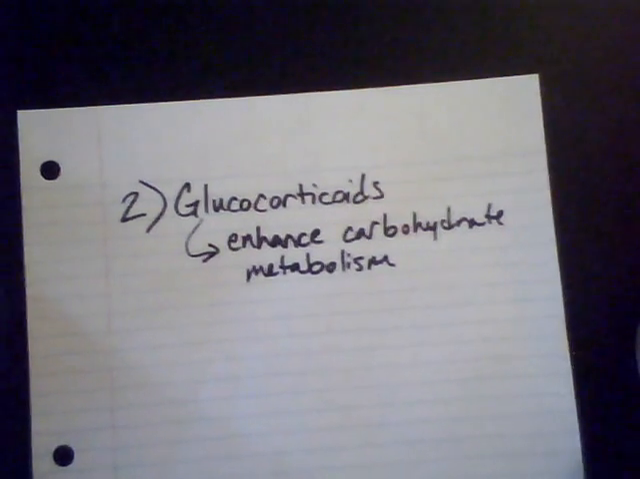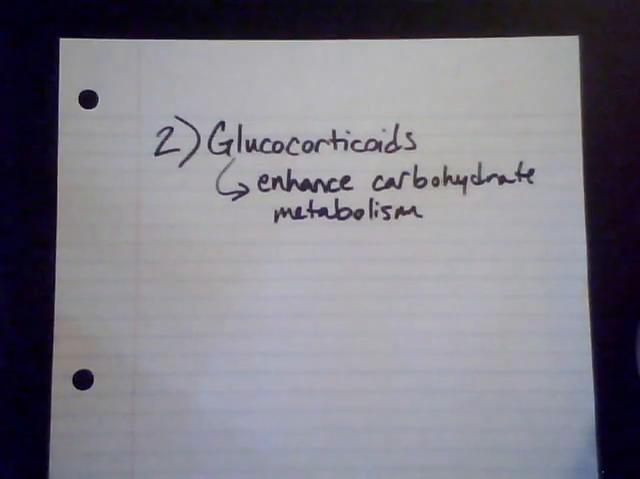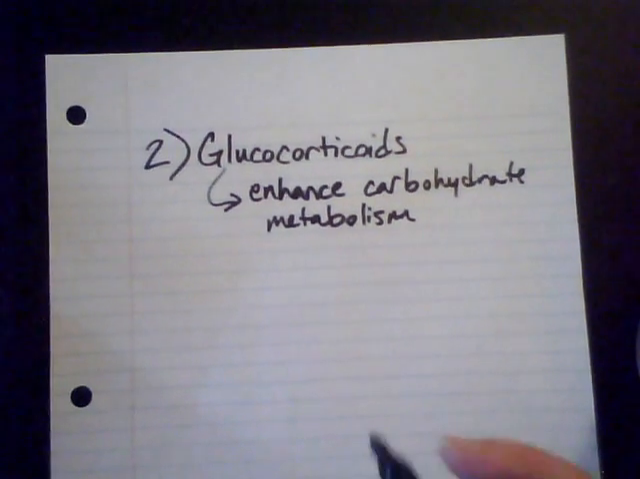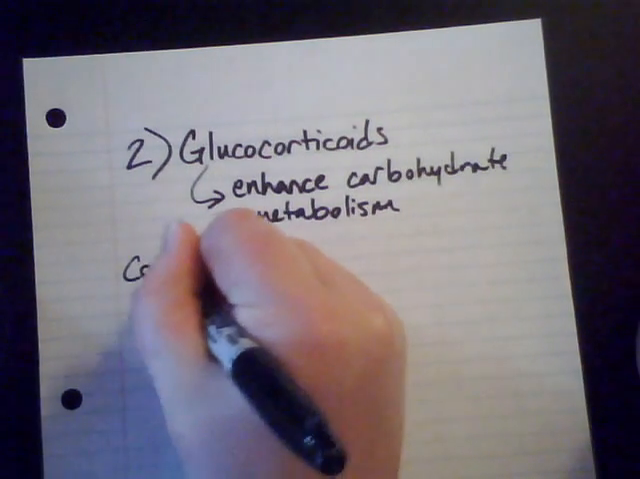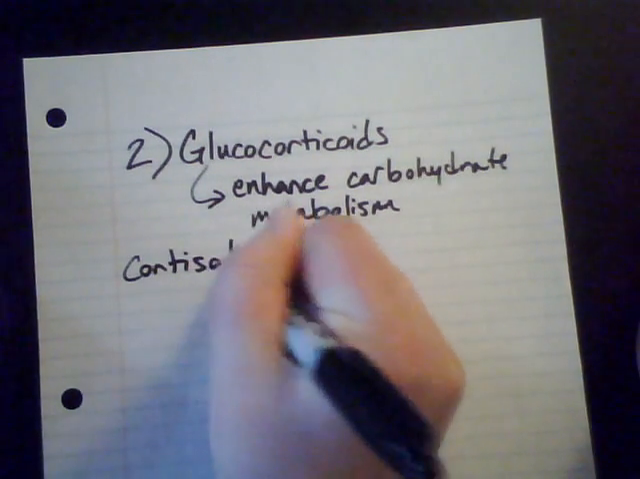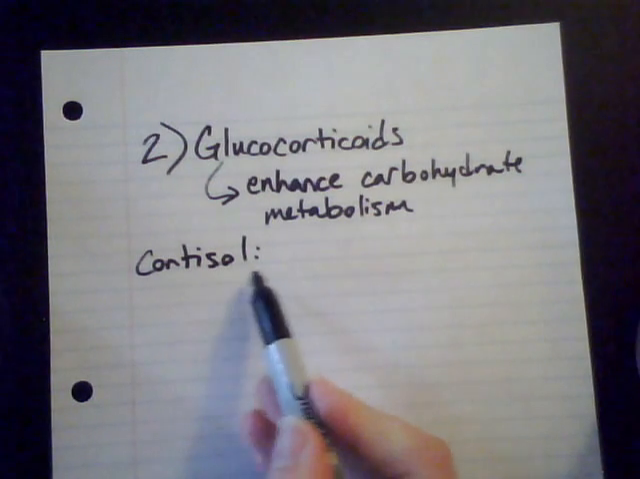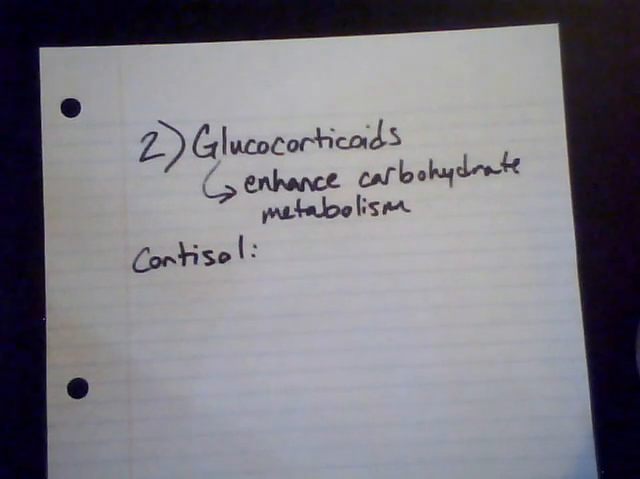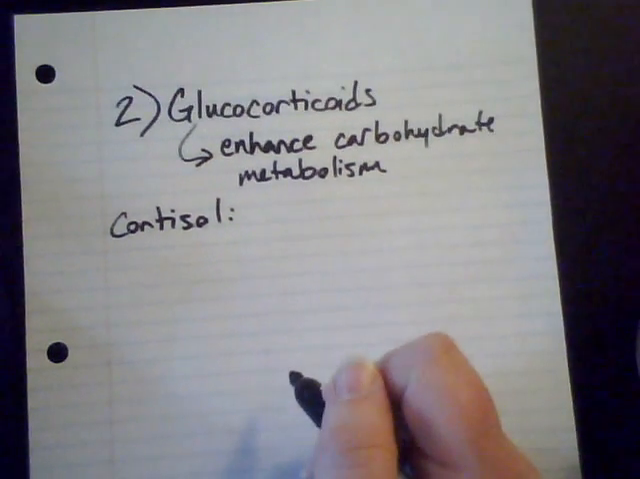So enhancing it means that it's easier to do, right? So it's easier to metabolize carbohydrates when we have these glucocorticoids around. And one of the examples of these is cortisol. And just looking at cortisol, the ending right here, OL, that should make you think of an alcohol group, and you would be correct. So let's draw this guy out.